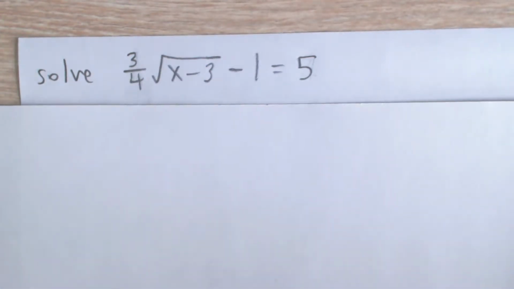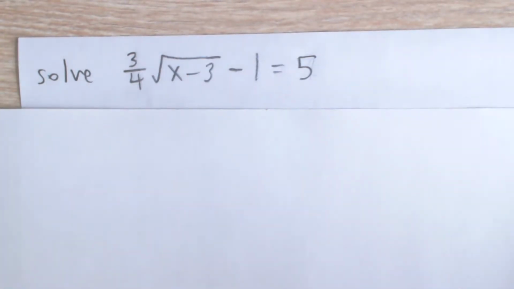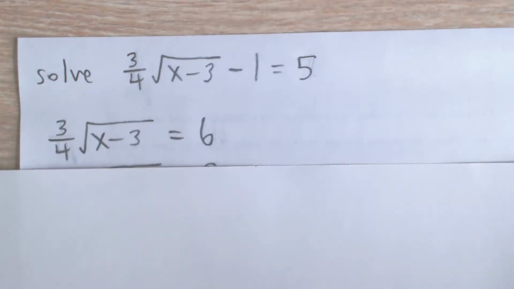And right, we know that squaring is the opposite of square root, and so they'll cancel each other out, and then allow us to solve for x. So that's our strategy. So how are we going to isolate this radical? Well, first off, we can add 1 to both sides. And so we get 3/4 times the radical is equal to 5 plus 1, or 6.